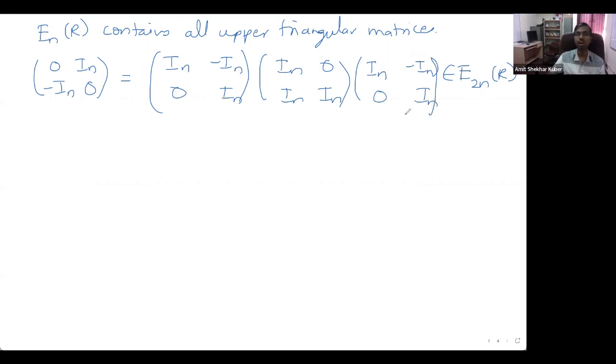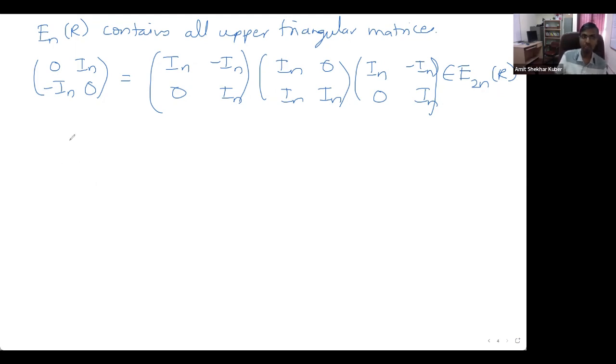You can see that because ENR contains all upper triangular matrices, similarly it also contains all lower triangular matrices. Therefore, the product of three such is again going to be in the group of elementary matrices, just with a slightly larger, double size.